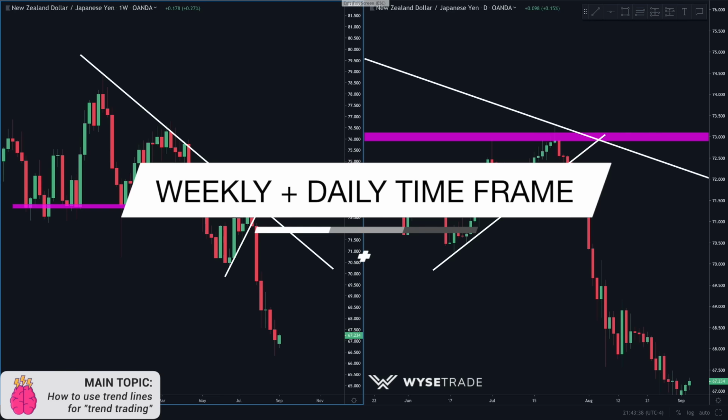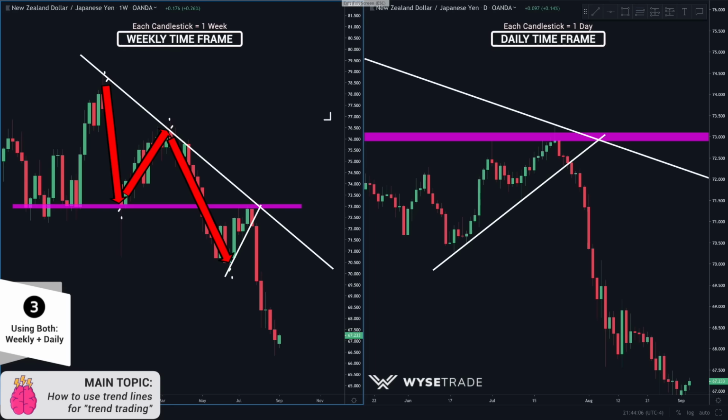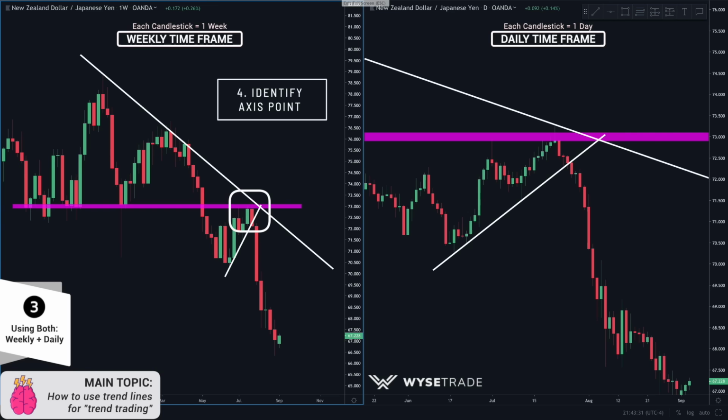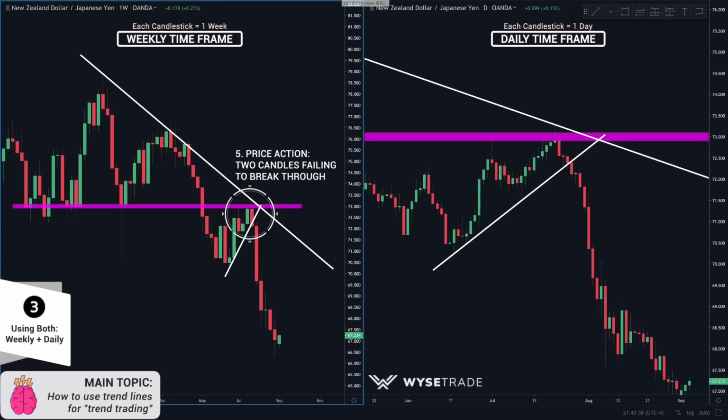Here in the weekly, you have the clear moving downtrend as price is making lower highs and lower lows. So you want to trade with the moving big picture downtrend. You then had your trend line established through these two points here. You had multiple rejections at your support-turned-resistance zone here. Here is your access point and area of high confluence where the trend line and resistance crossed. Once price got here, you had two weekly candles that failed to break through, including a bearish red candle that rejected the weekly resistance level.